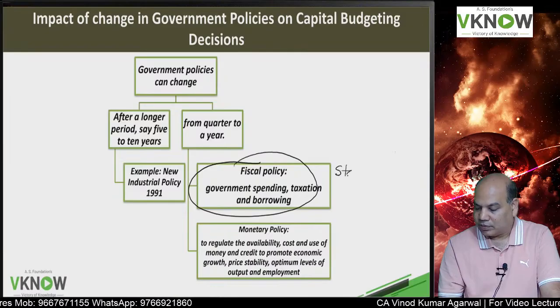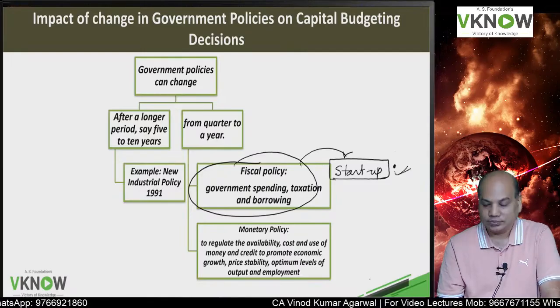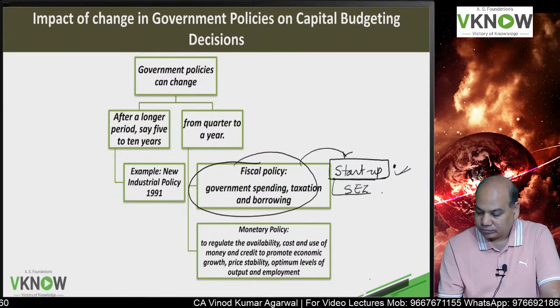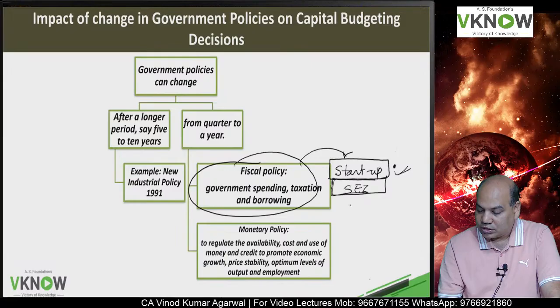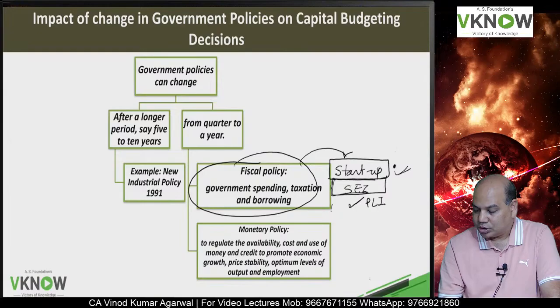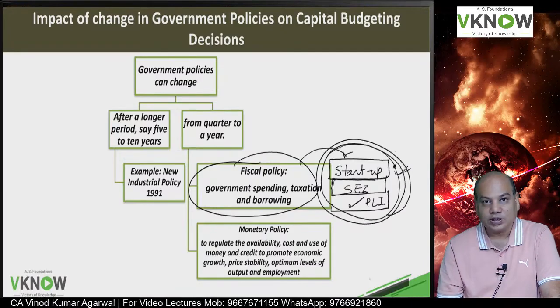Like the government has started giving incentives to startup companies. Okay, this was an example. More and more startups are now coming into India. Then you can quote SEZ policies, special economic zone policy, and recently they have given some more incentives. I think that is called the PLI scheme, production linked incentive scheme. So all these are policies of the government which are bringing more investment into a sector.